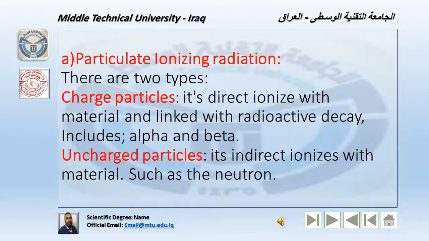Particulate ionizing radiation. There are 2 types. Charged particles. It's directly ionizing with material and linked with radioactive decay. Includes alpha and beta. Uncharged particles. It's indirectly ionizing with material, such as the neutron.